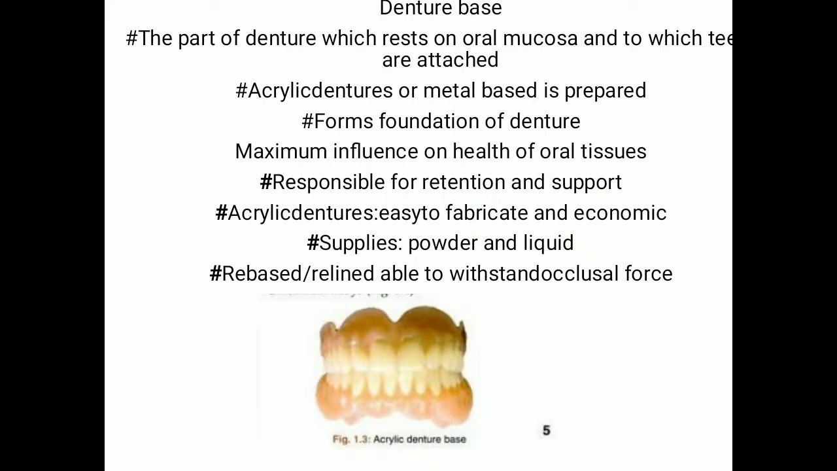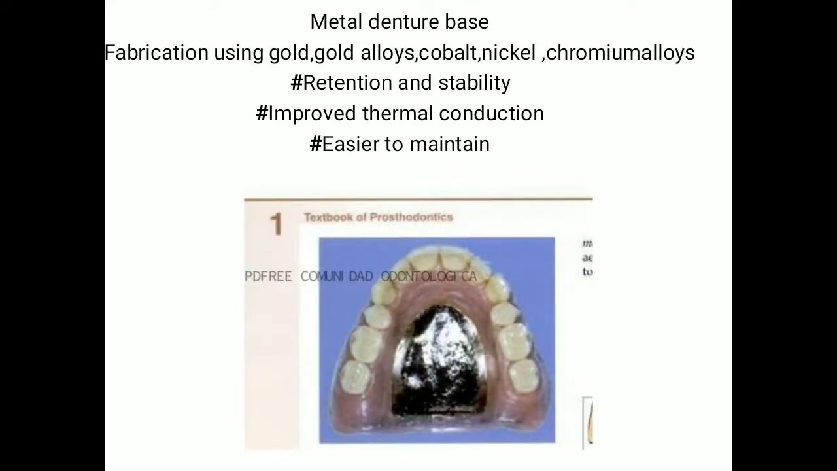It is used in rebasing or relining and also used with occlusal force. Next, the metal denture. It is fabricated using gold alloys, cobalt, chromium, and nickel, and used for retention and stability. It is also used in improving thermal conduction. It is easier to maintain but expensive.